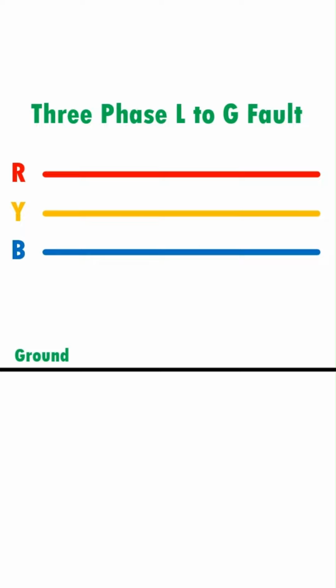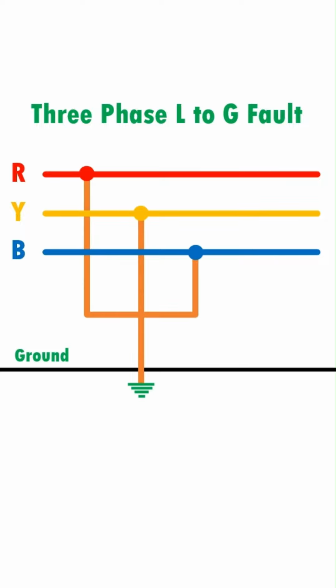The three-phase line to ground fault includes all the three phases of the system and ground. The fault occurs between the three phases and the ground of the system. The probability of occurrence of such type of fault is nearly 2 to 3%.